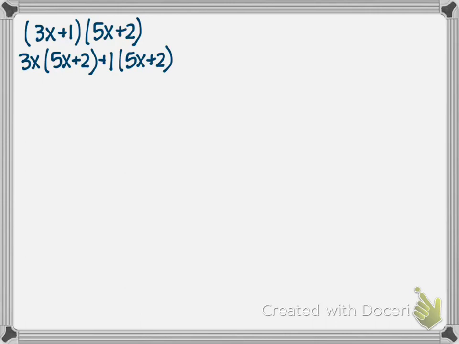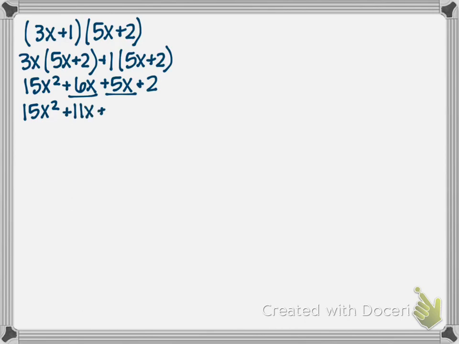So then I have 3x times 5x, that gives me 15x squared. And I have 3x times 2, which is a positive 6x. Then I have positive 1 times 5x, which is plus 5x, and positive 1 times 2, which is positive 2. Then I'm going to combine my like terms. My like terms are obviously my positive 6x and my positive 5x, same variable, same exponent. So my final answer here after distributing would be 15x squared plus 11x plus 2. Okay, that second step in distributing is what's going to be really important for factoring.